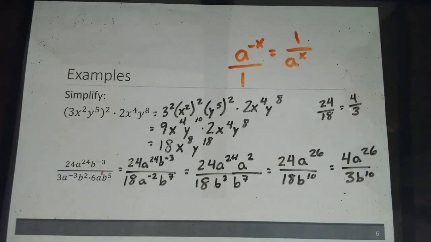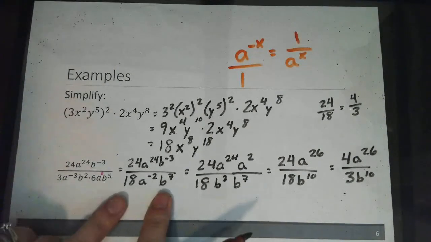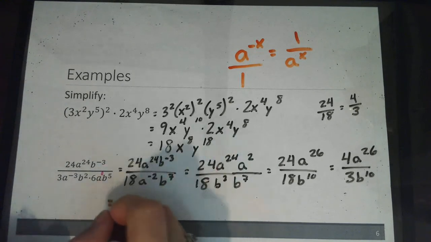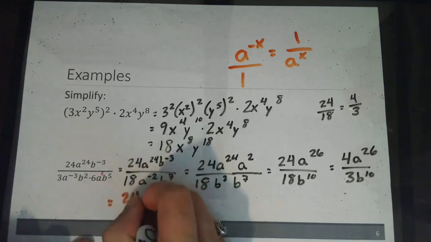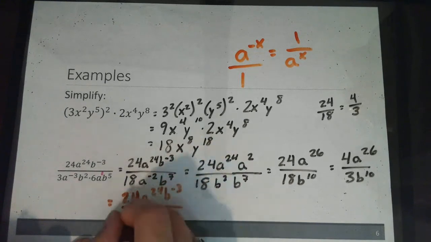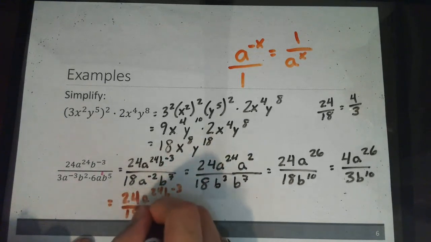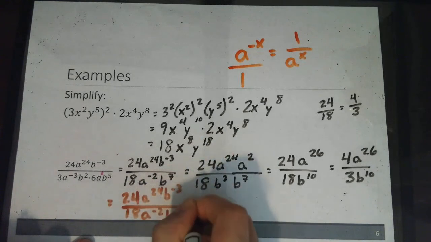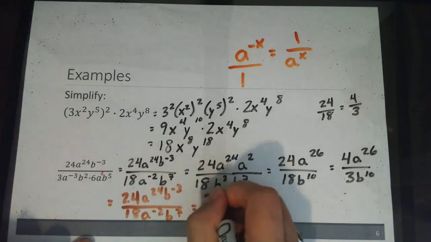You might be asking yourself, well, Amanda, why didn't you just subtract your exponents? Because when we're dividing, that's one of our rules, that we can subtract exponents. You totally can. There's nothing wrong with subtracting exponents once you are at this stage. So let's try looking at it that way. If we had 24 a to the 24 b to the negative 3 over 18 a to the negative 2 b to the 7, we'll leave that 24 and 18 alone for a second.